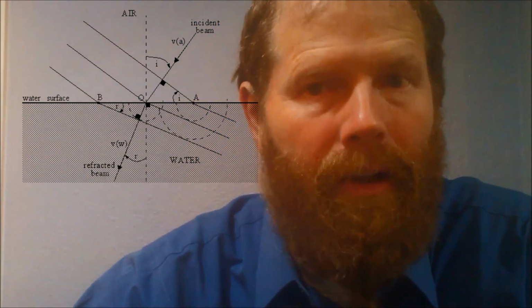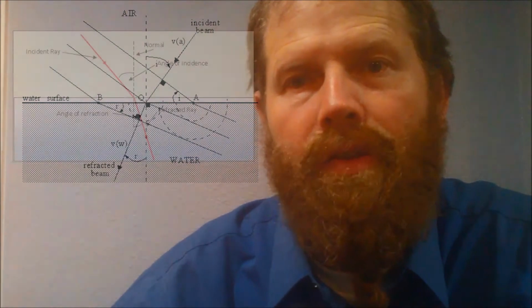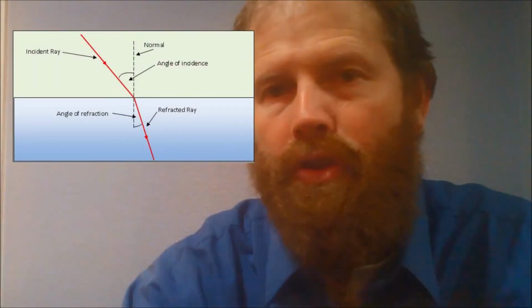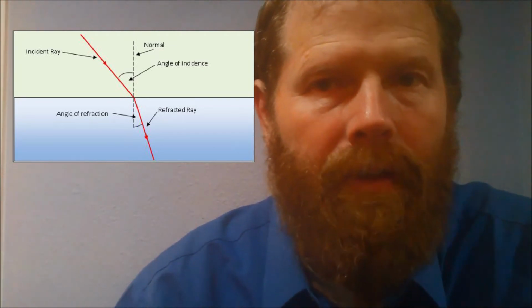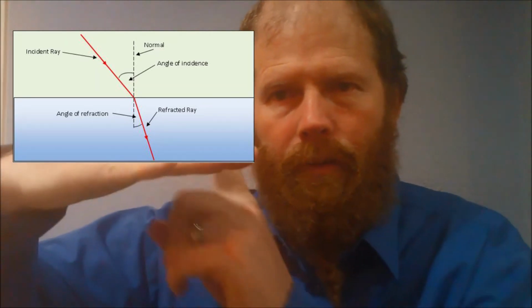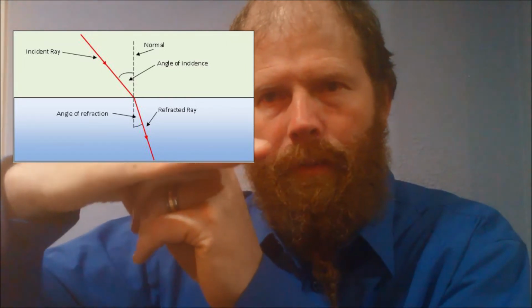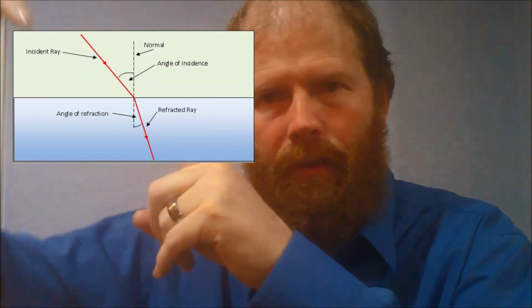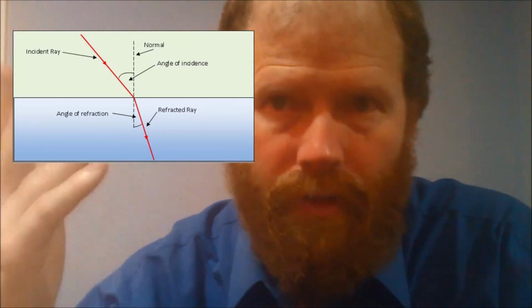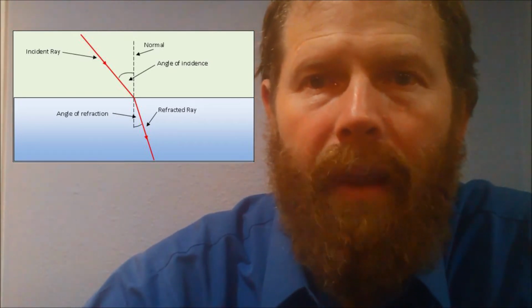Now, we have a way to calculate this. It's called Snell's law. Basically, if we take the angle of incidence, measured similarly to how we measured the angle of incidence with a mirror, we take the boundary, we find the normal to the boundary, and we measure the angle between the ray of incidence and the normal, and that angle, as you see marked here, is the angle of incidence.